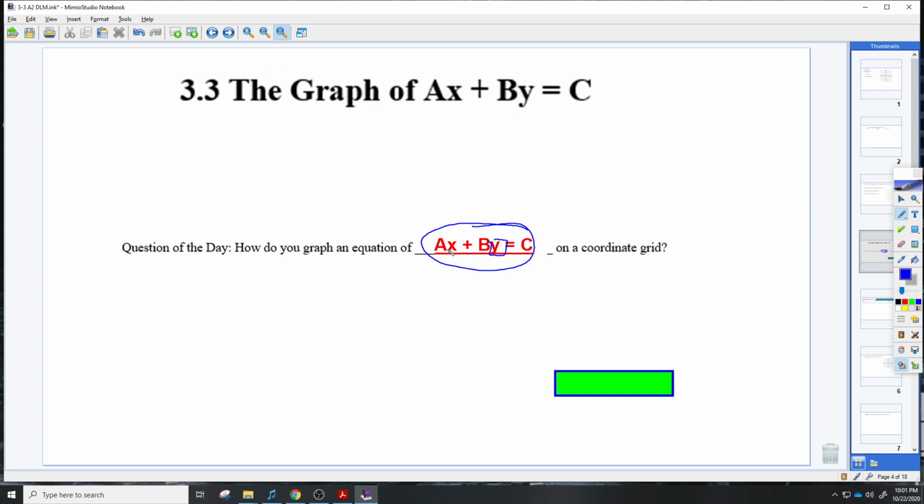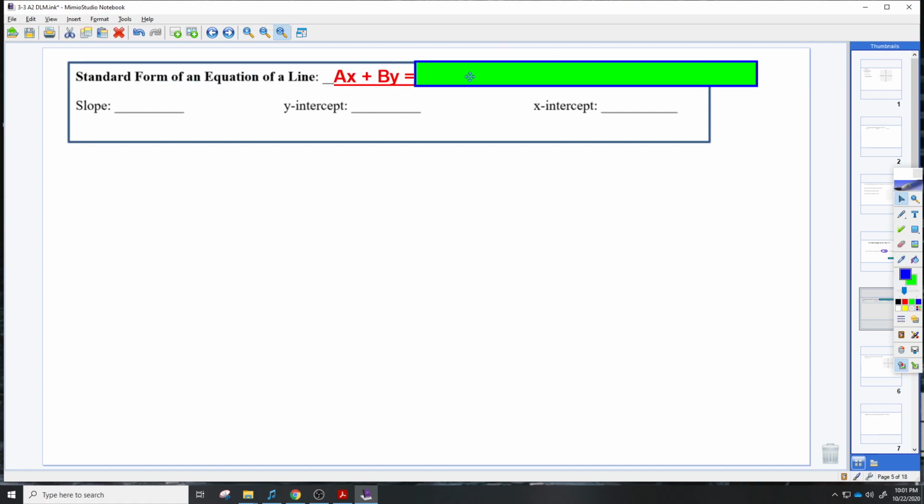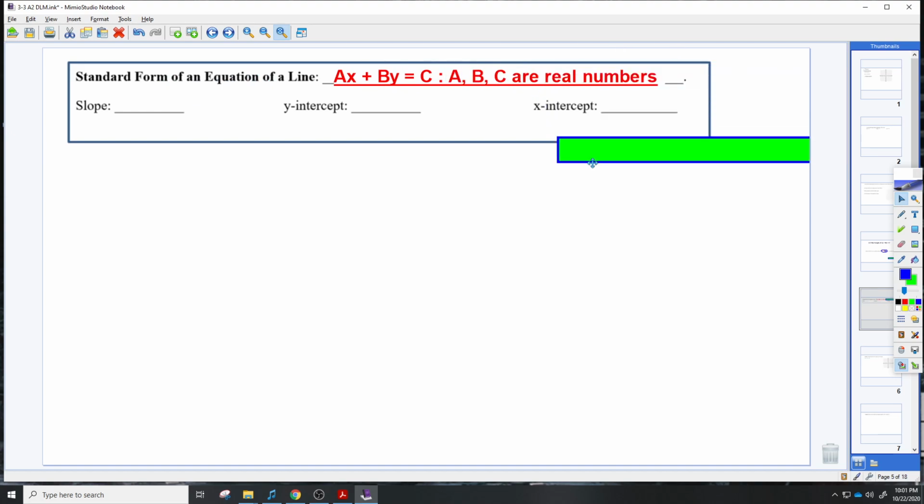Remember, this is called standard form. So the standard form of an equation of a line, as we already said, is ax plus by equals c. And to be a little bit more specific, if you remember, a, b, and c are real numbers. And then x and y are your variables.